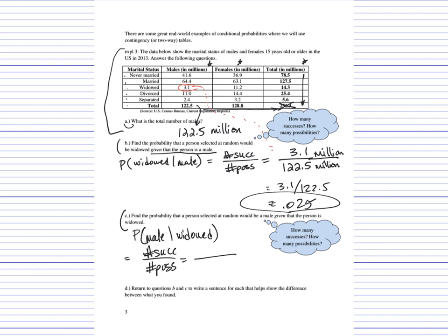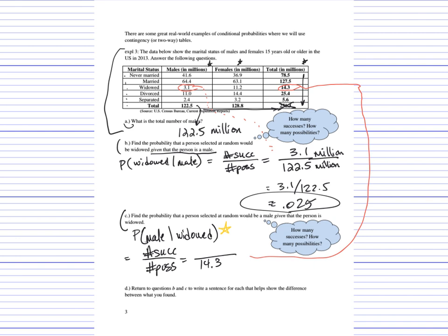So for part C, we wanted to find the probability that a person selected at random would be male, given that the person is widowed. I wrote that like this. And then I'm going to think about number of successes over number of possibilities. Well, how many possibilities are we looking at? We are given that the person is widowed, right? So we need to have the total number of widows. That's 14.3 on the bottom.